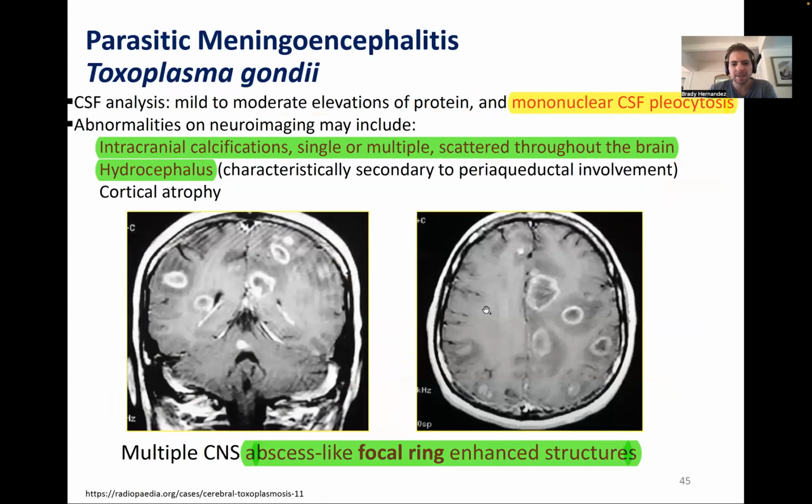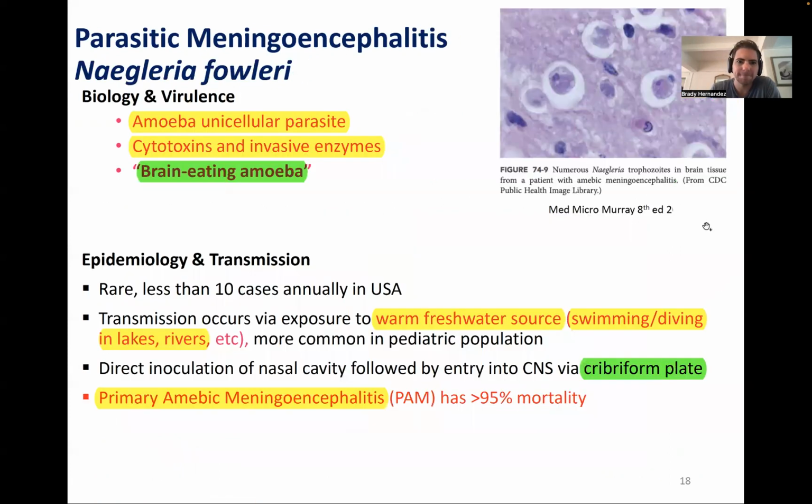So the big thing here is these focal ring enhancing lesions. That's what they'll say, right? These focal ring enhancing lesions, they're kind of all over the place. They're diffuse, you can see them. But if you see a picture of this, these lesions here, these ring enhancing lesions, that's very characteristic for Toxoplasma gondii, all right?